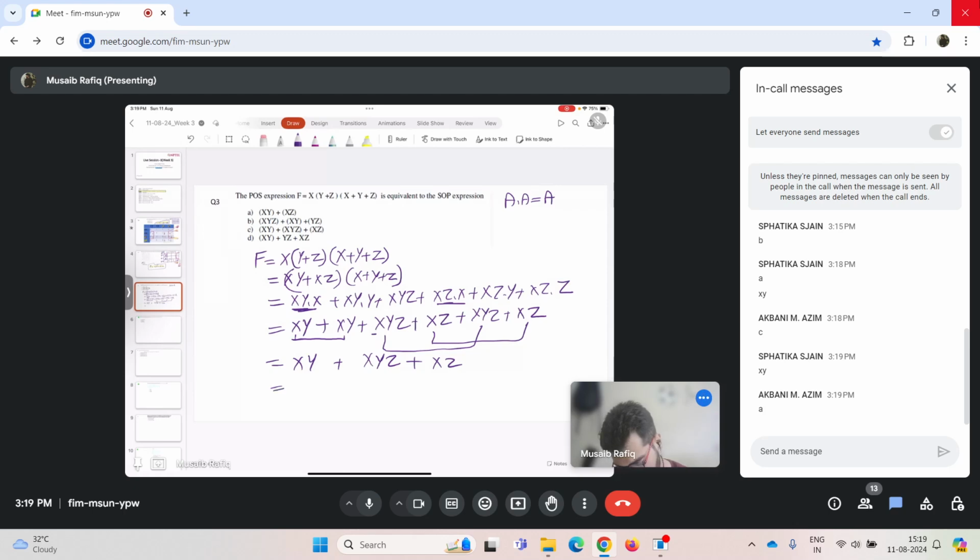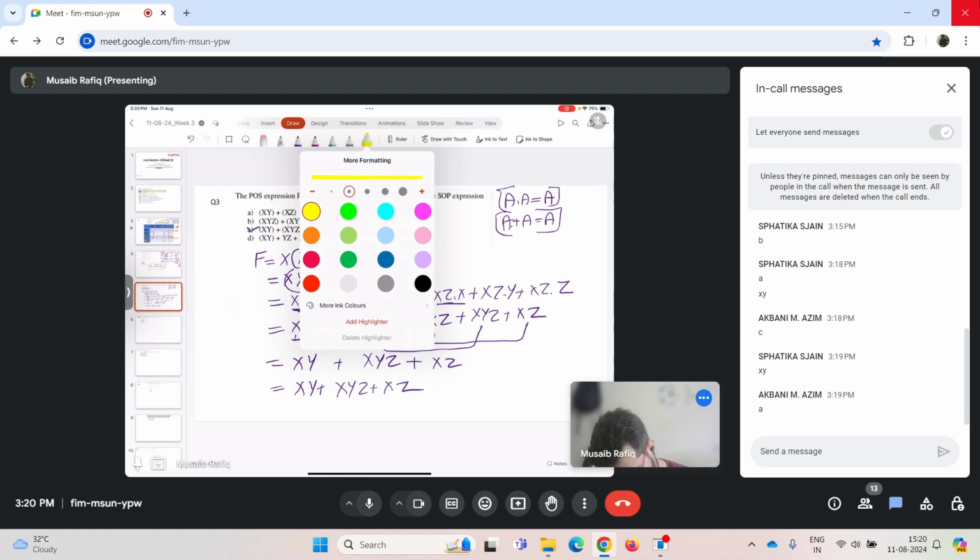Now writing it like this. The property that we made use of here was a plus a is equal to a. That is, a OR with a is a, and a AND with a is a. So ultimately I will have xy plus xyz plus xz. That is your option C. That is the correct answer.